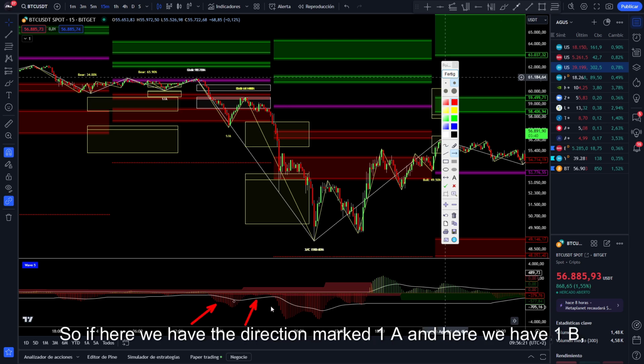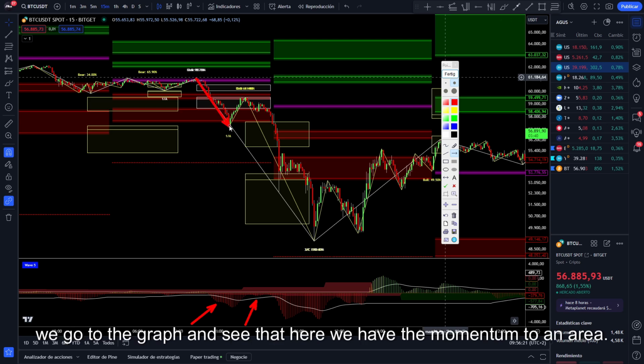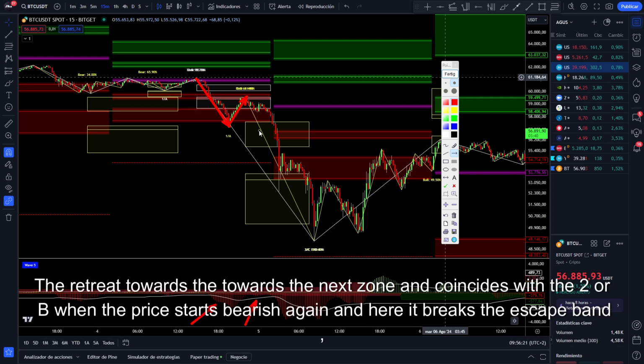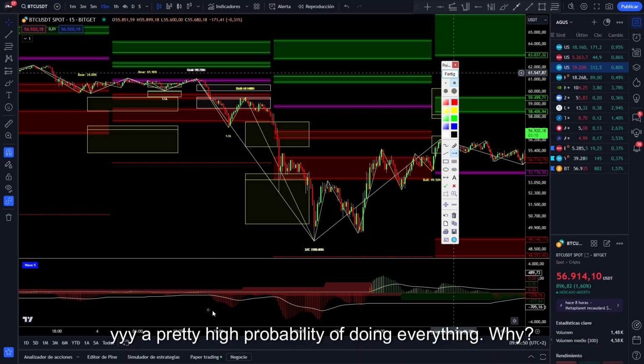So if here we have the direction marked 1A and here we have 1B, just looking at the oscillator, we go to the graph and see that here we have the momentum to an area. The retreat towards the next zone coincides with the 2 or B when the price starts bearish again, and here it breaks the escape band. Here you can now put a trade in, quite logical. Why? A pretty high probability of doing everything.